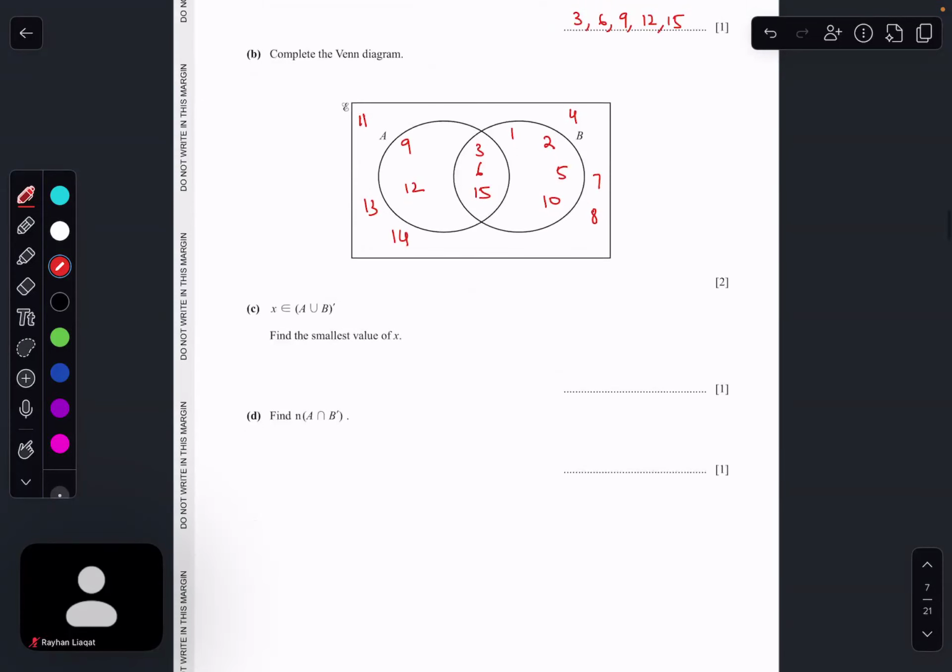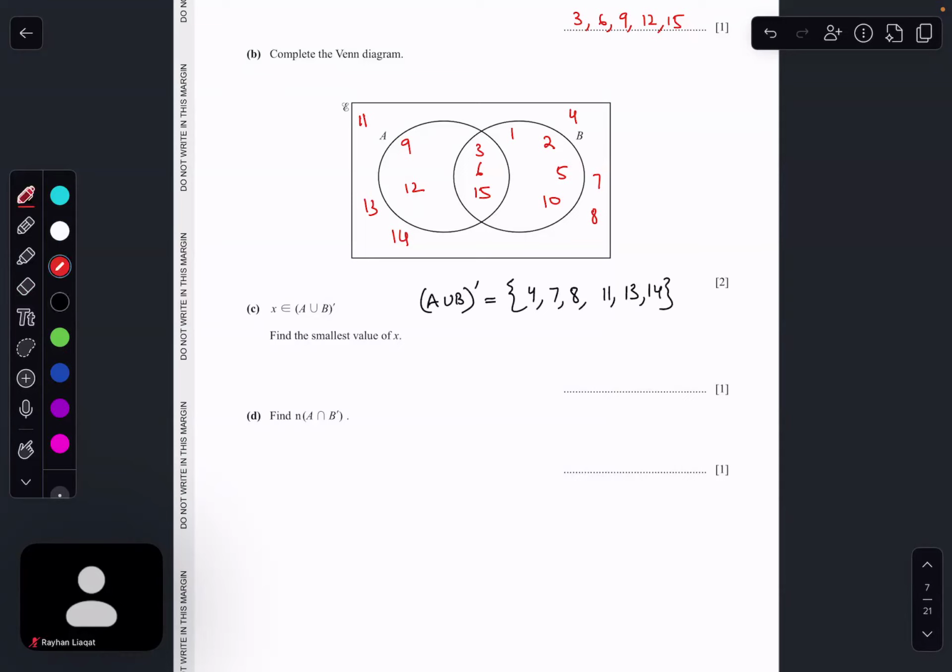Next, X is an element of, you should know the language of sets. So X is an element of, or a member of, set A union B complement. That means X is not part of A and B. It should be out of A and B. So all those numbers which are not part of A and B will be represented with A union B complement. And what can you see? You can see 4, 7, 8, 11, 13, 14. They are not part of A and B.